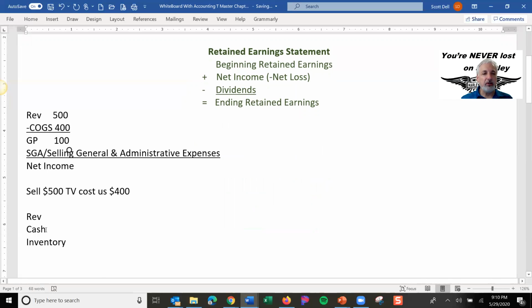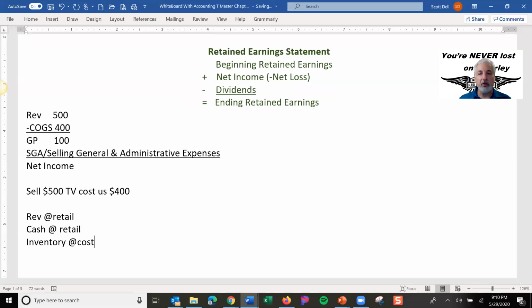So we got this revenue and cash at retail, at selling price. Inventory is at cost, because whatever we pull out of inventory is based on what we put into it, and that's what it cost us. The other fancy account we need is COGS, or cost of goods sold, or cost of products sold, or cost of TV sold. There are different names that you'll see, and we'll look at some income statements in another video. So that is also at cost.